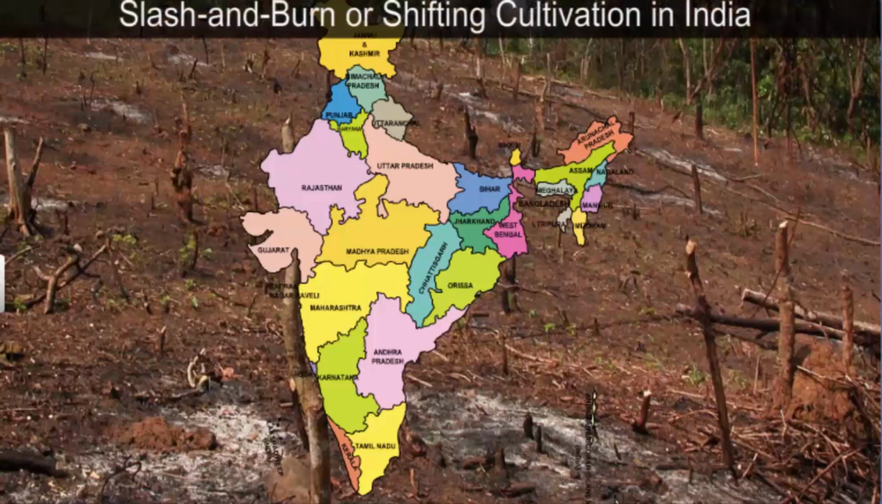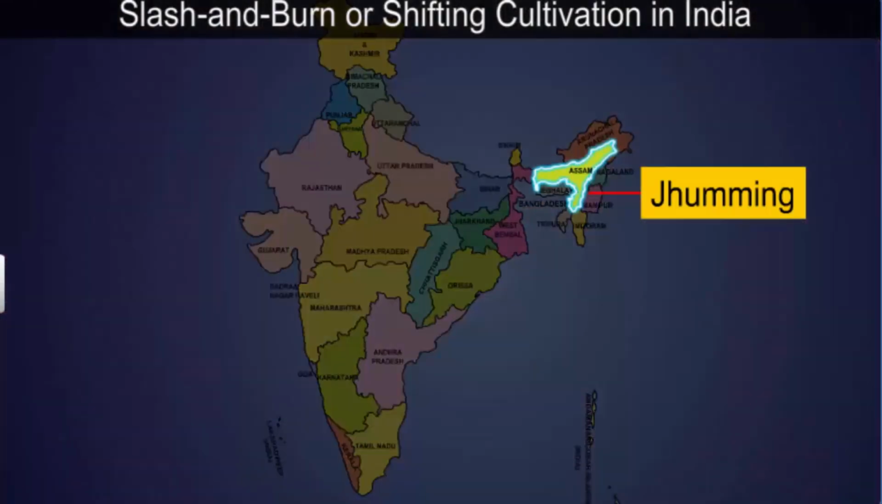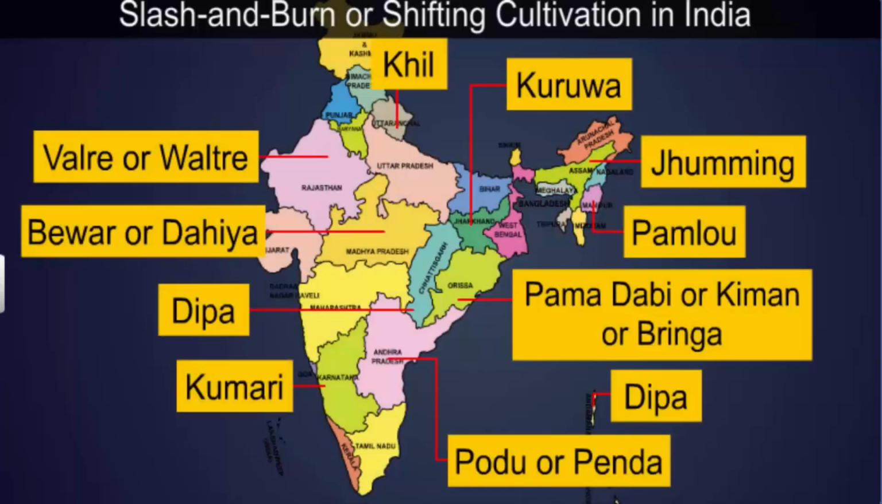In India, the most popular name for such shifting cultivation is jhumming, in many of our northeastern states of Assam, Meghalaya, Mizoram, and Nagaland. However, it is known by several other names in other parts of India, as shown on this map.